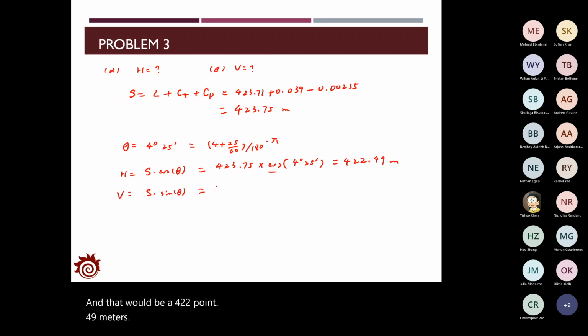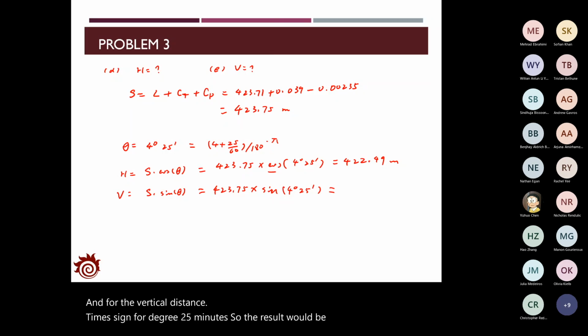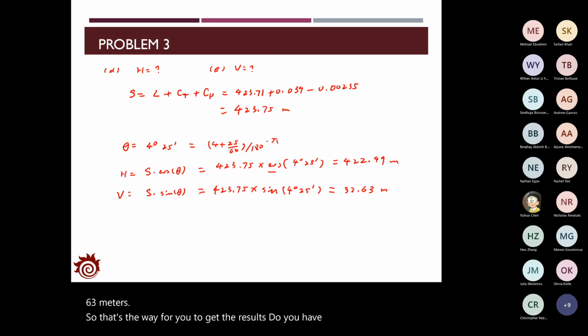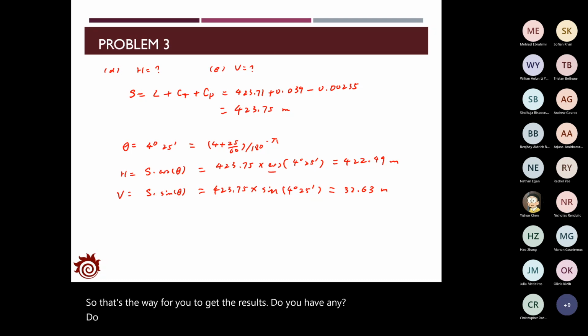And for the vertical distance, the slope times sine 4 degrees 25 minutes. So the result would be 32.63 meters. So that's the way for you to get the result. Do you have any questions?